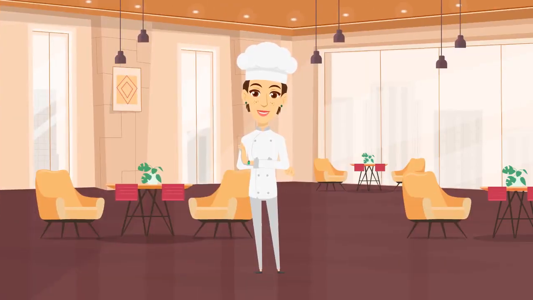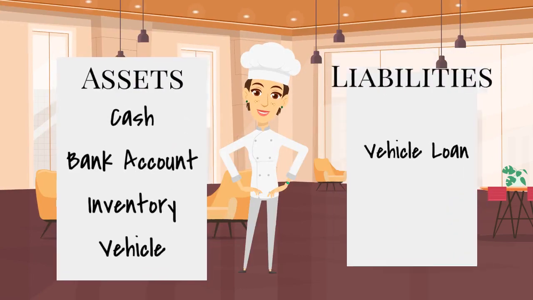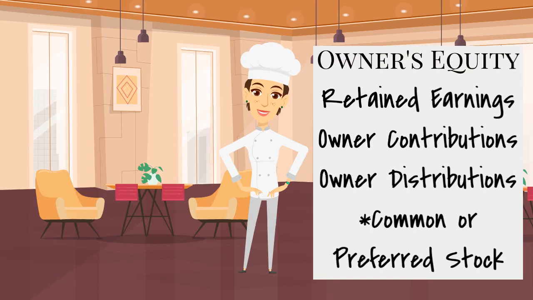Equity is the ownership of the assets and liabilities. This section contains retained earnings, owner contributions, owner distributions, and for corporations, common or preferred stock. But we're just going to focus on the first three today.